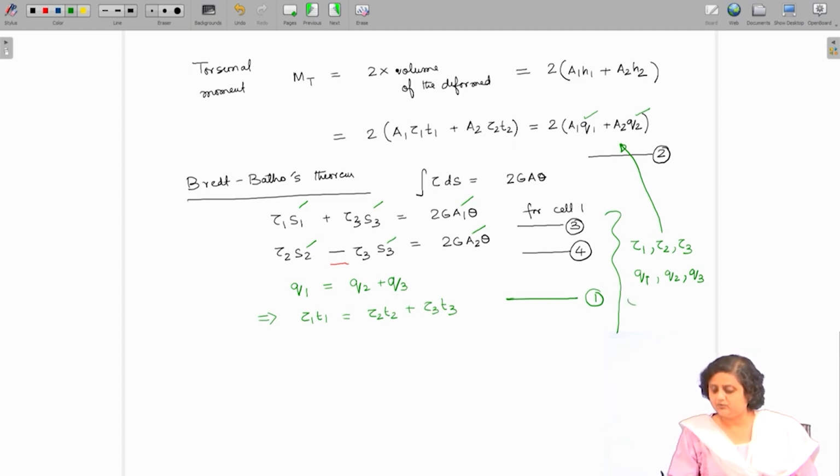All this will be obtained in terms of theta, and therefore, if I plug this in, I will get MT in terms of theta, and thereby I will get the torsional rigidity. So, in the next lecture, we will solve an example which will clarify this even further. Thank you.